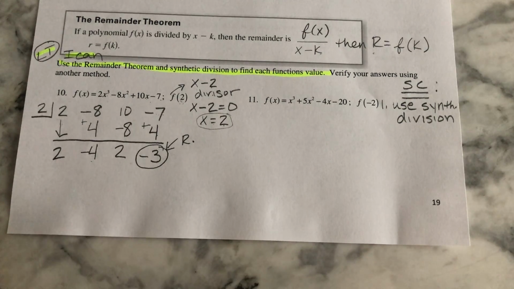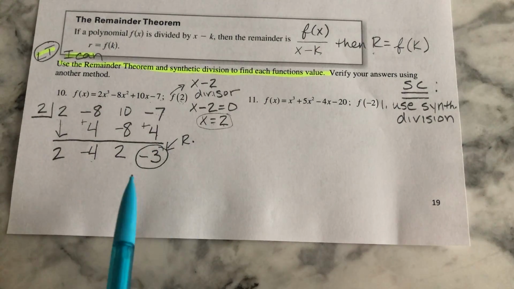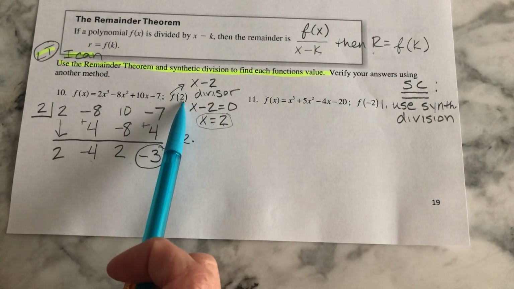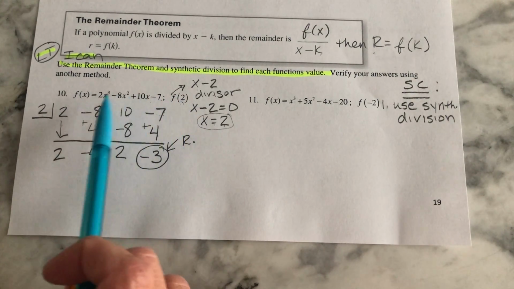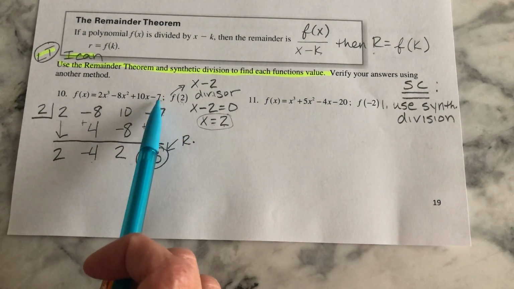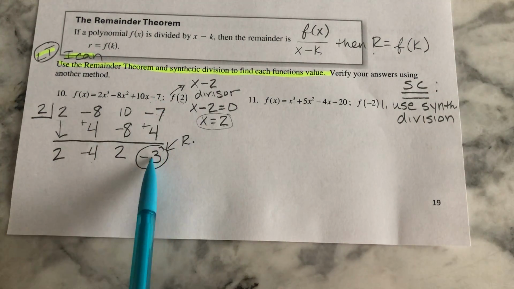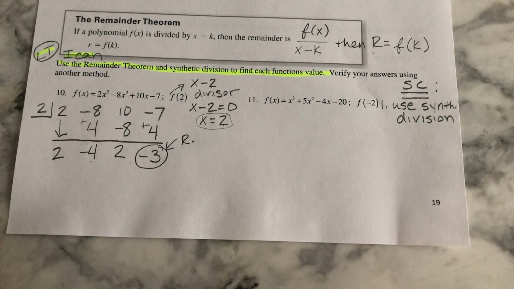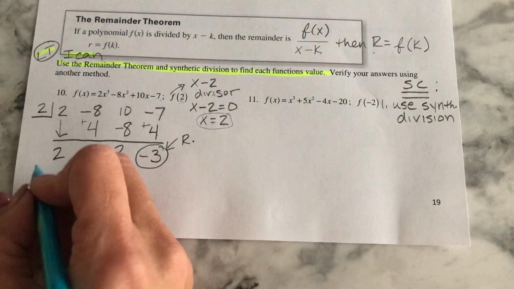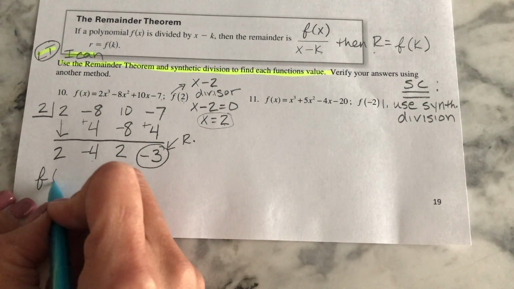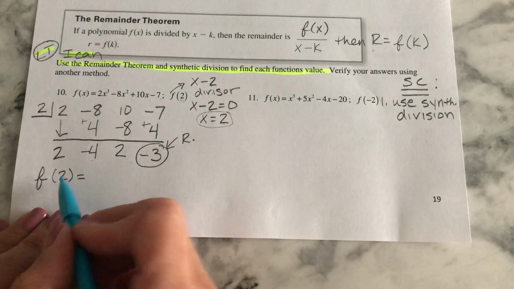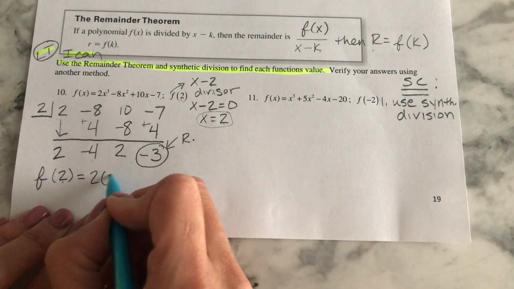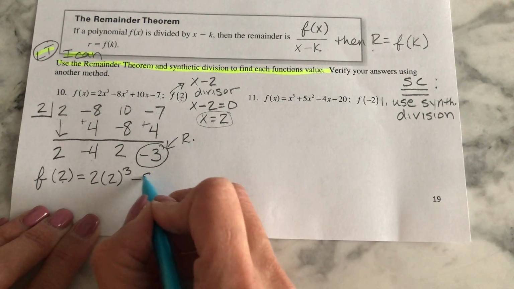So to verify it, we're going to use our remainder theorem, which says if I plug in my constant of 2 for x, it should equal my remainder. So it should equal negative 3. So let's check it and see if we did this correctly. So I do f of 2, and I'm going to plug 2 in for x.